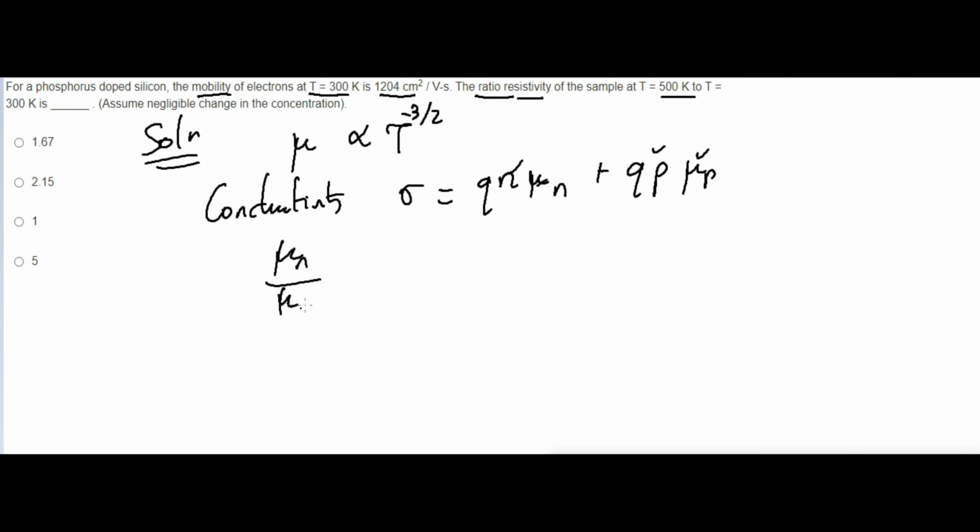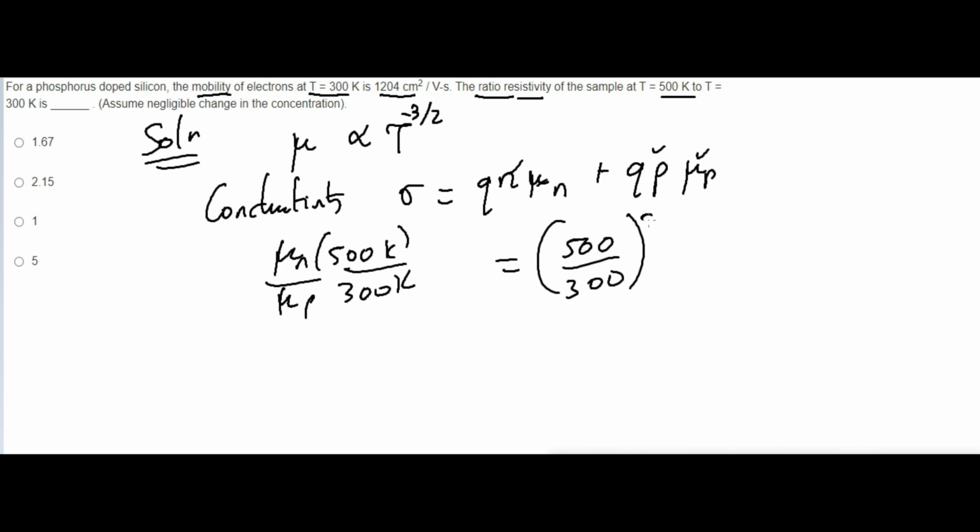So if you go for the calculation, we have mu n by mu p in terms of 500 K divided by 300 K. Simply, I don't want to think about anything. I can write 500 divided by 300 whole power 3 by 2, because you look at this, it is directly proportional. So the two zeros cancel.